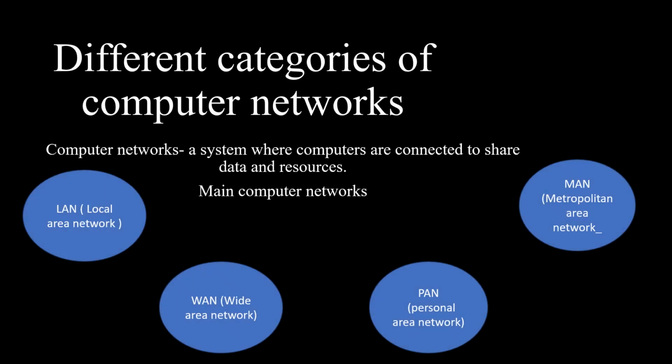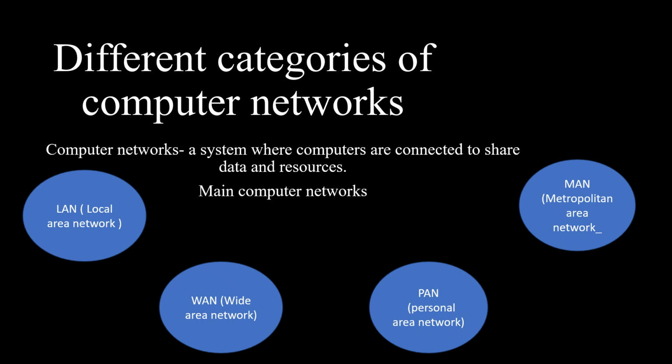Next one, computer networks. A computer network connects multiple devices to share data and resources. And the four main network types are LAN, WAN, MAN, and PAN. Each type is designed for different coverage areas.